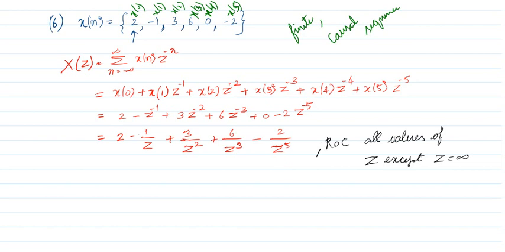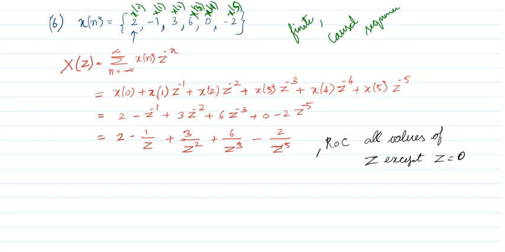So what is the ROC? ROC is nothing but x of z should be finite. Whatever values of z I put, it will be finite, but I should not put z as 0. It should not be infinite, except z as 0. If I put z value 0 here, anything by 0 becomes infinite. So I can use whatever values of z. So ROC is all values of z except z equal to 0. This is the ROC for a finite causal sequence.